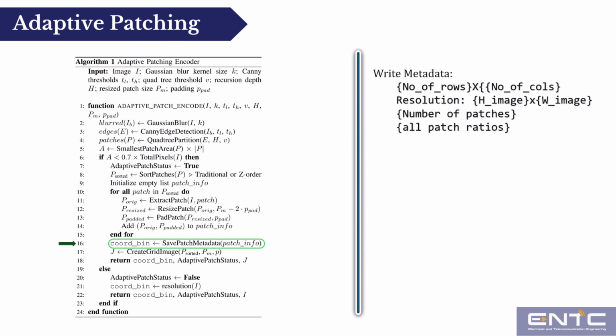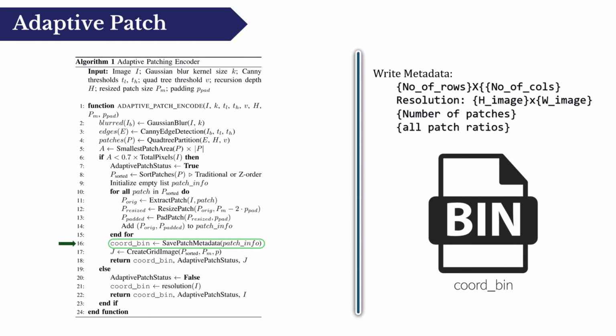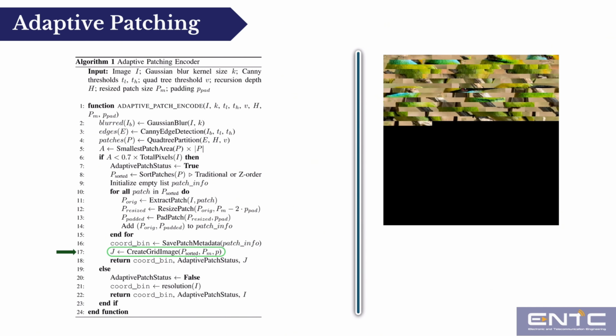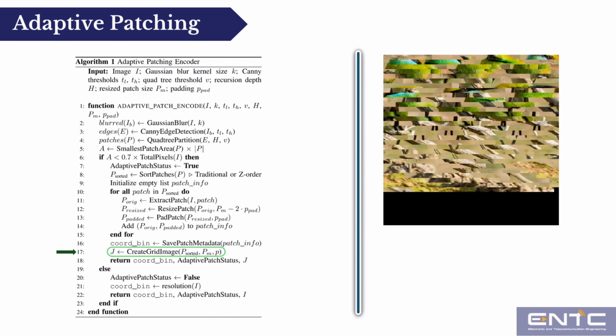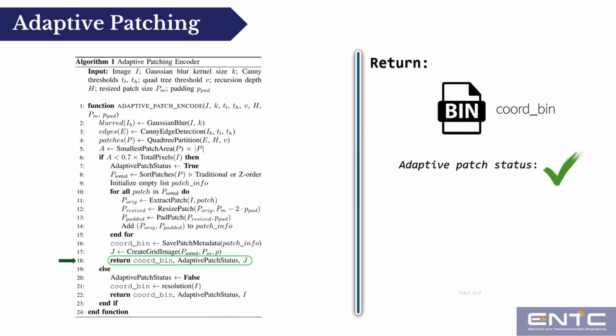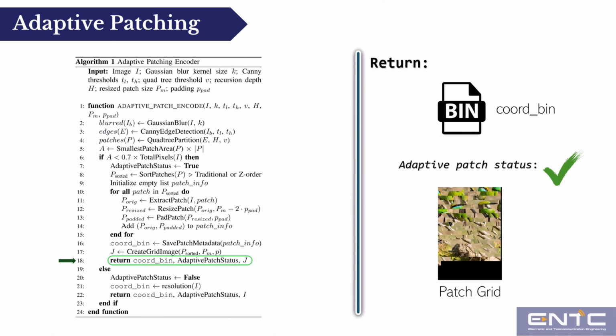All patch information, along with the resolutions of both the jumbled image and the original image, is written into a coordinate binary file, coord.bin. Finally, all the resized and padded patches are arranged to form a jumbled image. Then the module returns the metadata binary file, adaptive patching status as true, and the jumbled image.